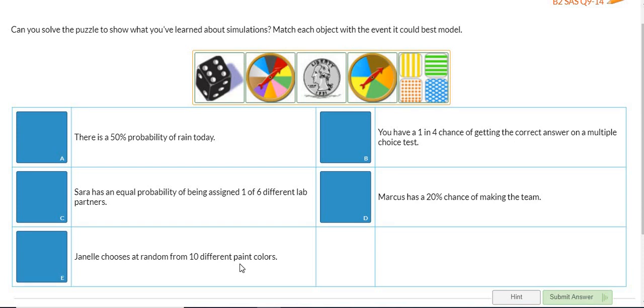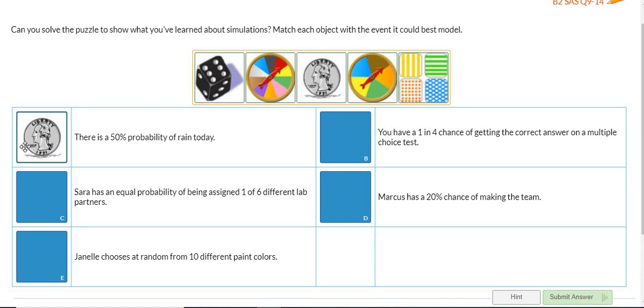Alright, so looking at number 9, it says there is a 50% probability of rain today. So which object could I use to mimic a 50% probability of rain today? Well, what are my options that could happen? It could rain today, or it could not rain today. That's two options. So which of these objects has two sections that's useful? That would be the coin. Okay.